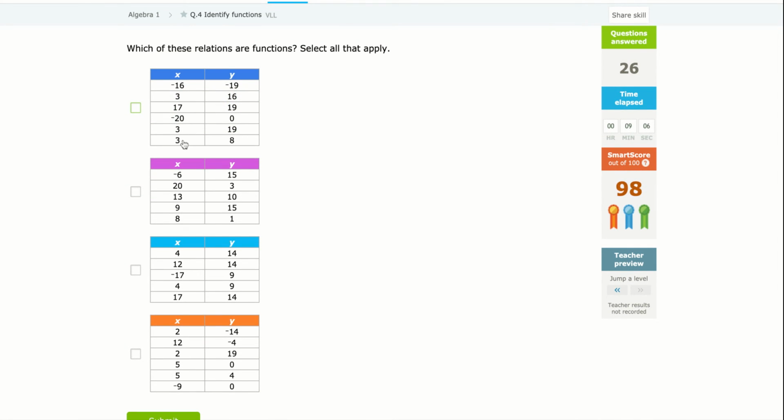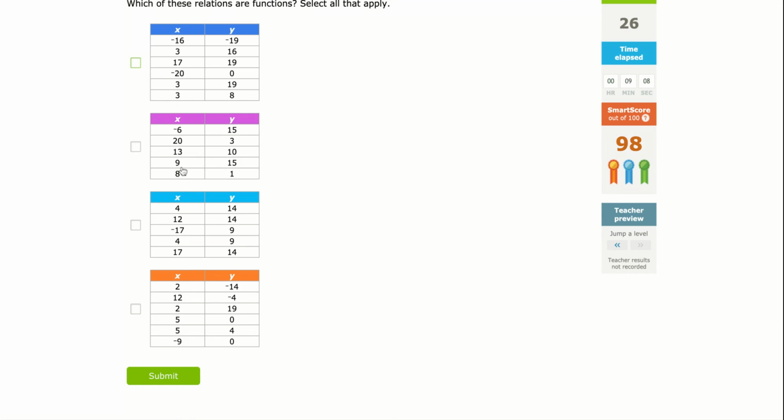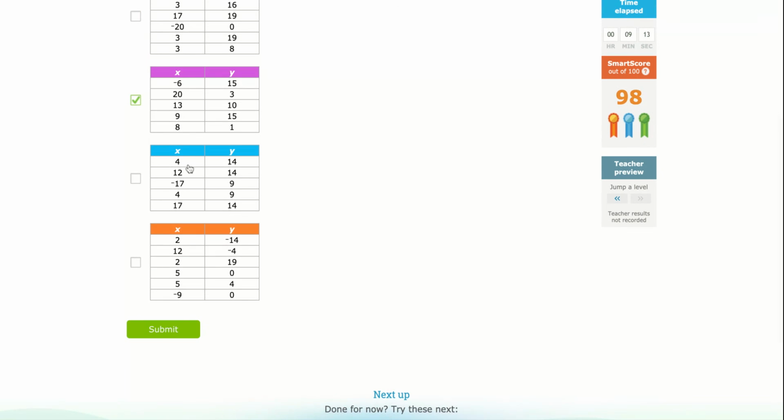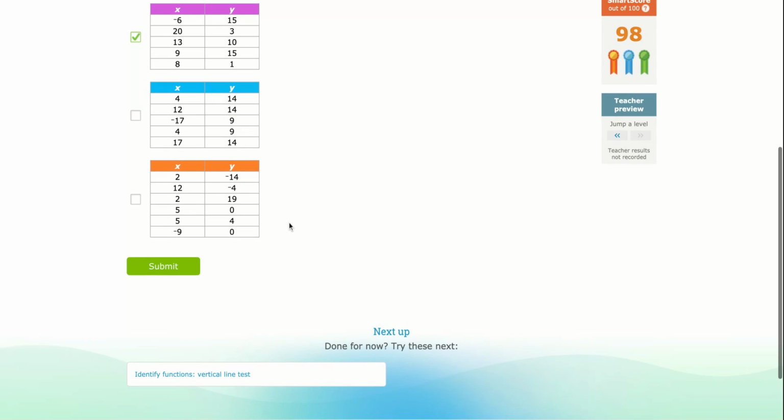3 3s. It's definitely not a function. Negative 6, 8, 9. No repetition in x. That's a function. 2 4s. 4 goes to 14. 4 goes to 9. That's not a function. 2 2s. Go to different values. That's not a function.